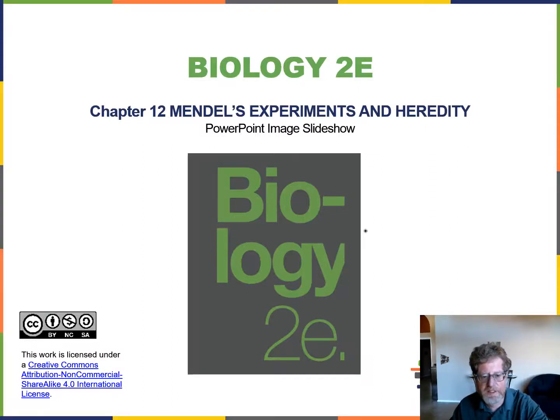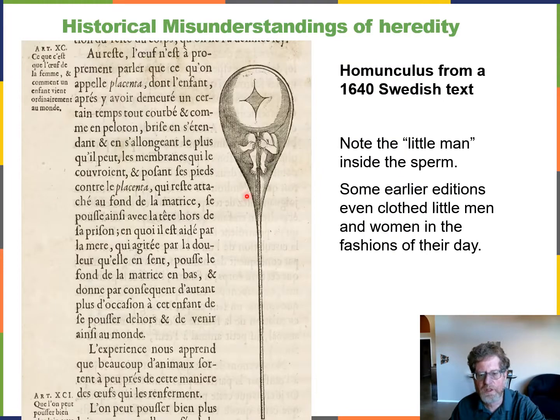This is the narration that goes along with Biology 2E, Chapter 12 on Mendel's experiments and heredity. So early ideas on inheritance showed a little person inside the egg or the sperm, and of course this is incorrect.